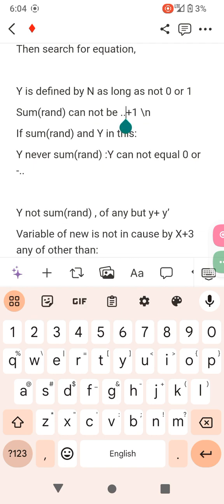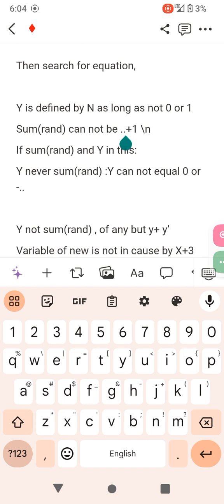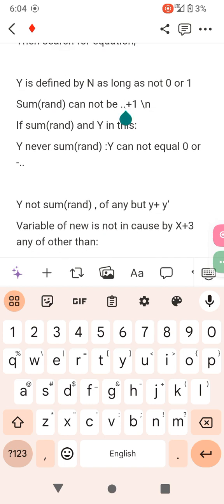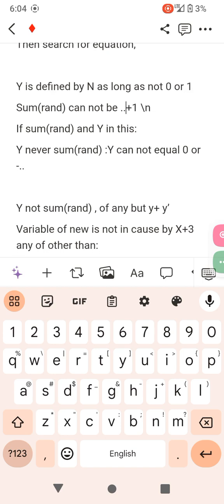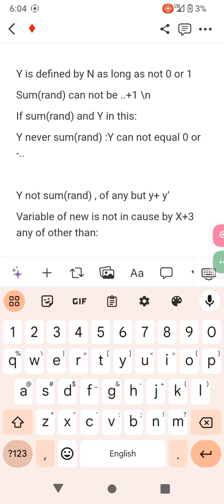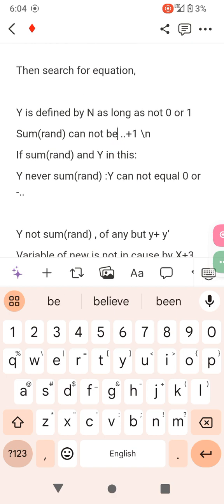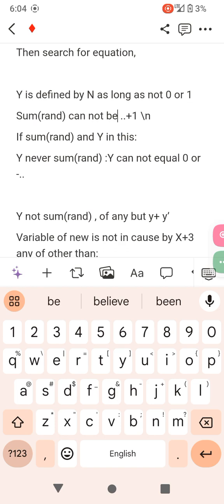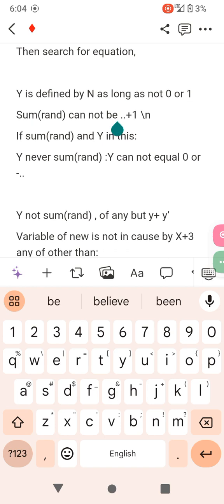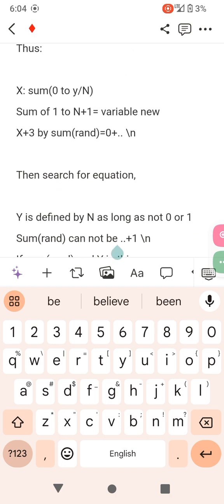And therefore, whatever is of the fundamental numbers that conflict not when abstract of y is to be seen, y cannot equal 0 or minus something. Because y never some random is something. As long as this holds true. And this.